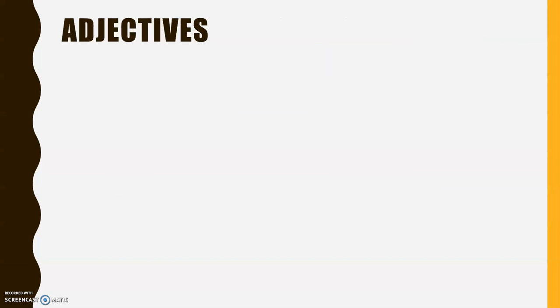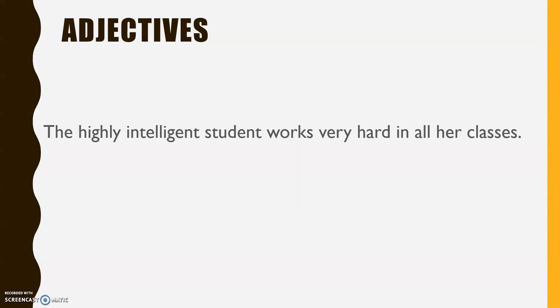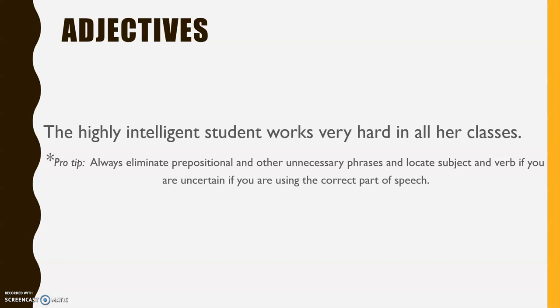Let's look at adjectives a little bit more closely. Here we're going to use this sentence to pick out the adjectives and later the adverbs. A pro tip is always eliminate the prepositional and other unnecessary phrases to locate the subject and verb if you are uncertain if you are using the correct part of speech. Now remember that adverbs and adjectives can be in your prepositional phrase, but it helps to identify nouns and verbs first. So let's eliminate our prepositional phrase in this sentence.